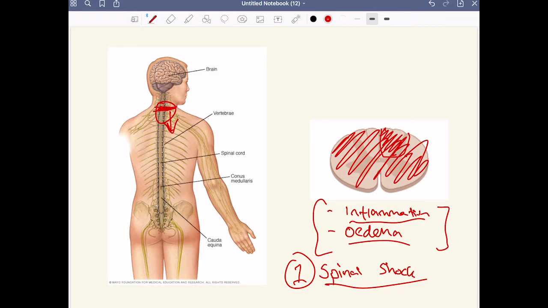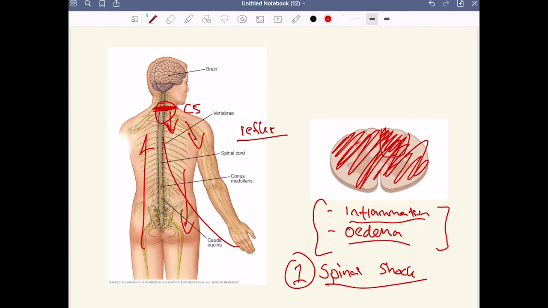So if it was here at, let's say, C5, what we wouldn't see is any motor signals going down to the arms and legs. So we'd probably see complete quadriplegia at that point. We'd have no sensory information coming up because it can't get through this complete lesion. And we'd also have a deficit in reflexes. So there would be no reflexes at the location.